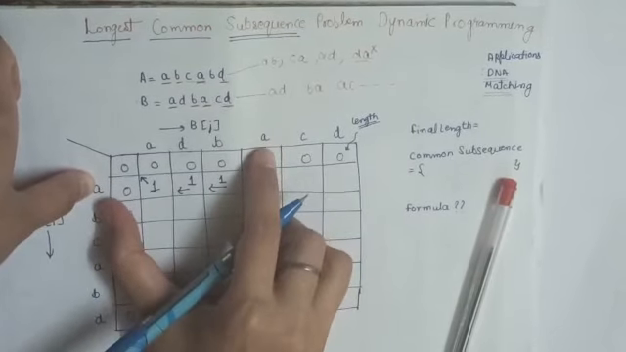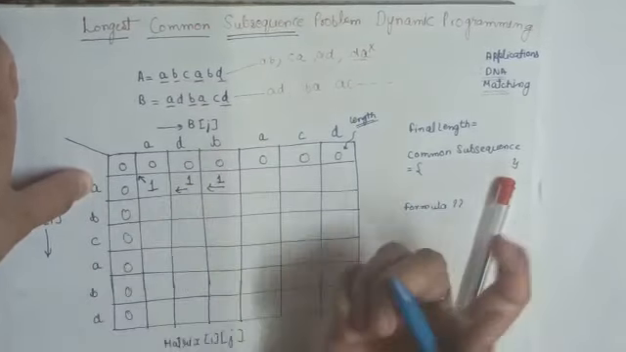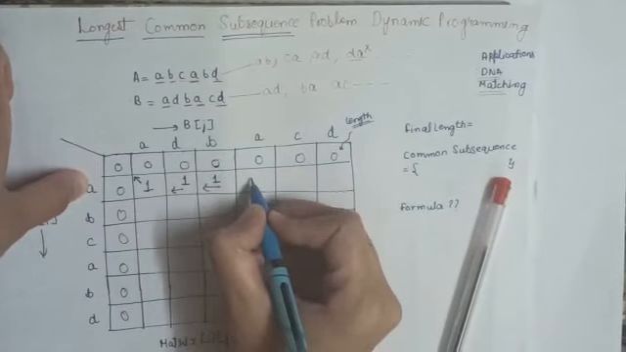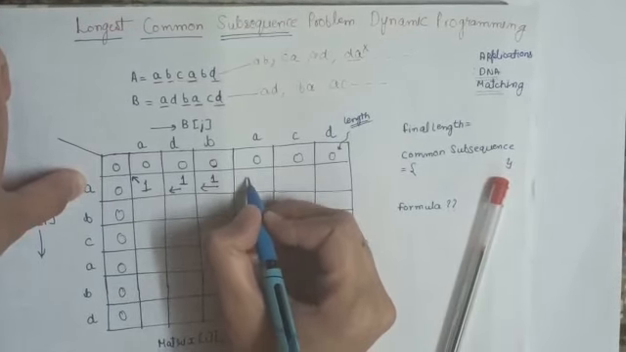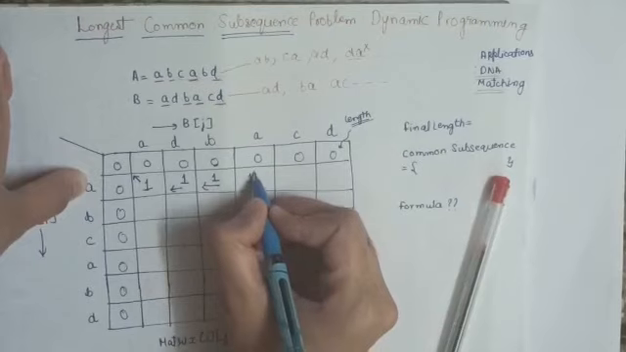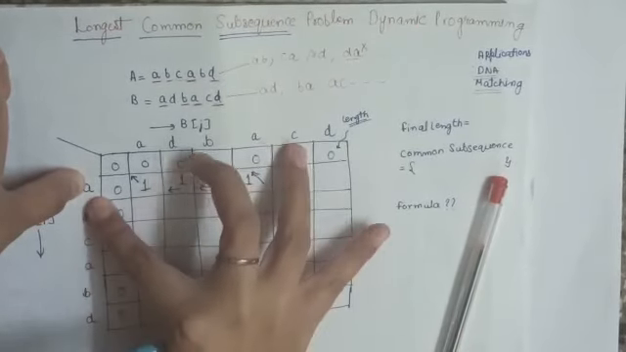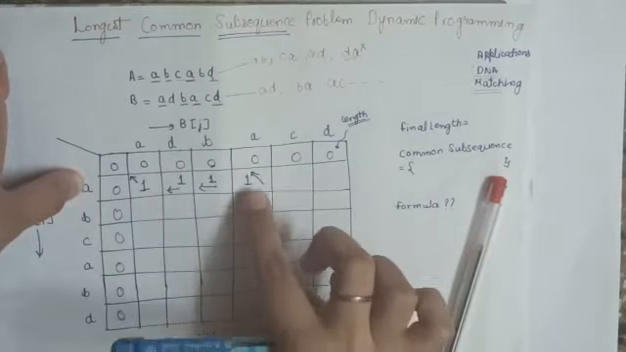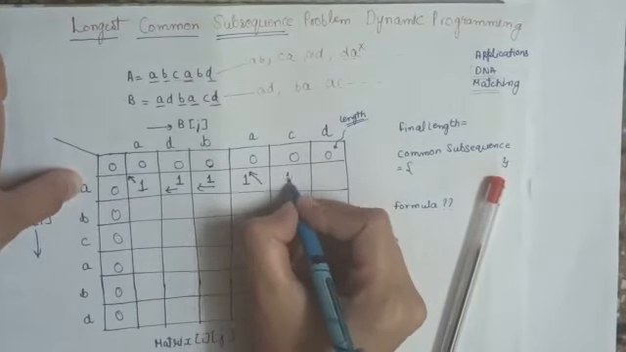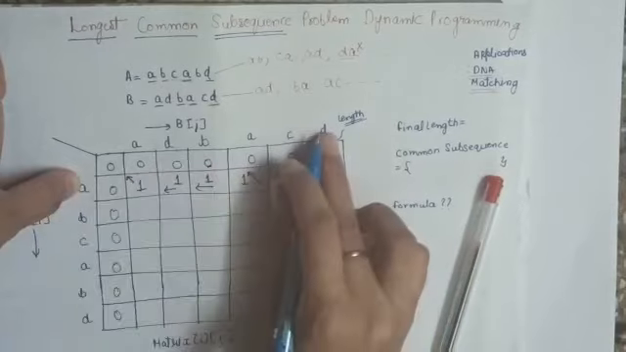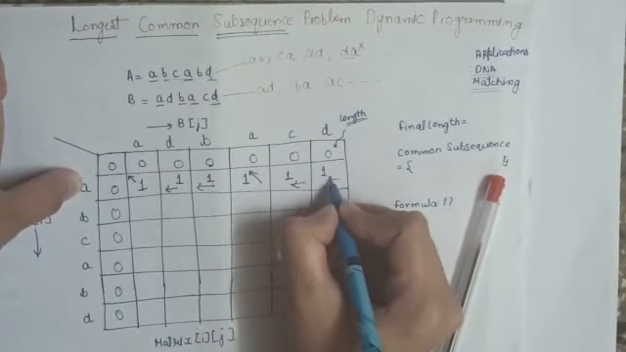So what I have to do, I have to take the diagonal element plus 1. What is the value of the diagonal element? It is 0. 0 plus 1 is 1. From where is it coming? It is coming from here. Okay. Now again these both are different, so what we have to do? Maximum of these two. This will be 1, the value is coming from here. These both are different, 1, the value is coming from here.